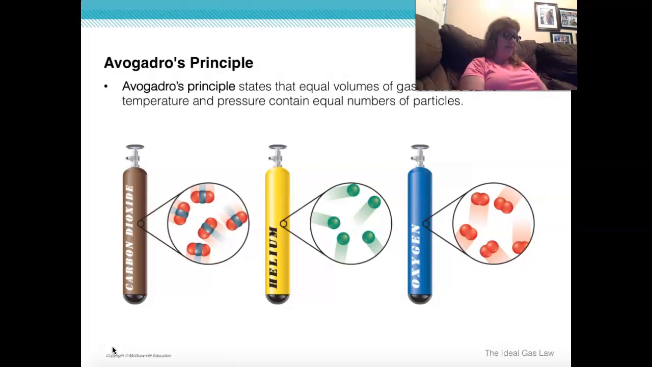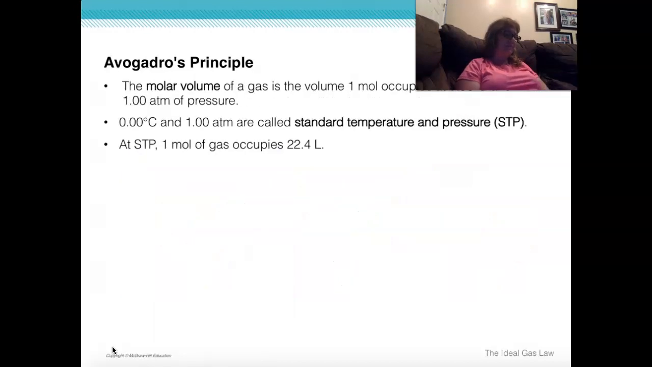There's 5 particles of carbon dioxide here. There's 5 atoms of helium there. And there's 5 molecules of oxygen there. Same volume, same number of particles. So this led to his concept of molar volume.